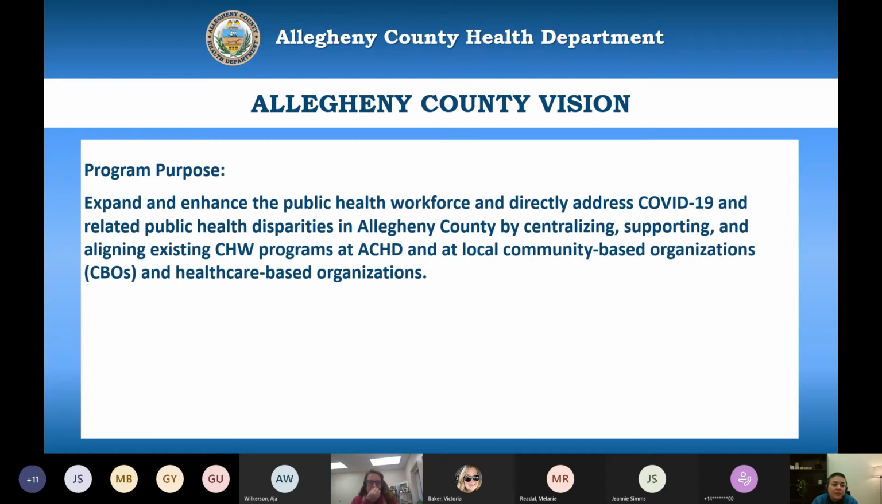So just a quick summary of our vision with the community health worker program here in Allegheny County. We're really lucky that in Allegheny County, a lot of organizations already use a community health worker model. These are really evidence-based practices of using people who live in their communities and are those trusted leaders to really connect people with services. So we're really happy that that network already exists and we're not starting from scratch. But what we can do here is really think through how to expand and enhance that system, and also start thinking about ways to centralize, support, and align these programs across the health department, across local community-based organizations, as well as healthcare organizations to really streamline and centralize information sharing that will directly impact the health and well-being of our community as a whole.